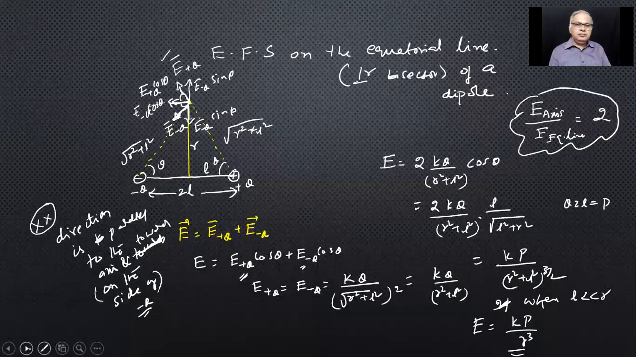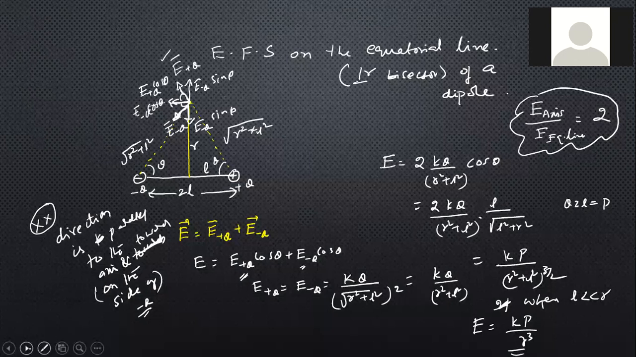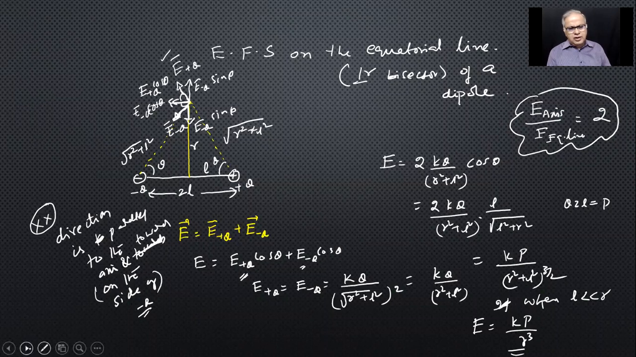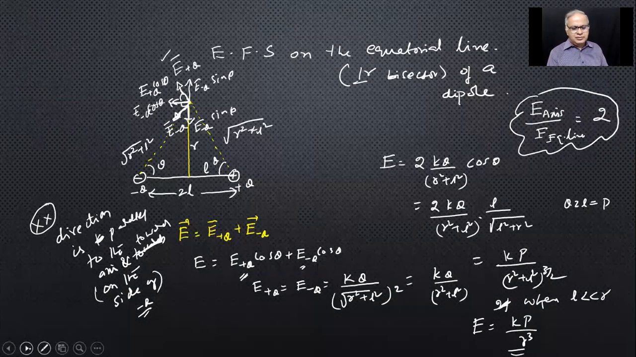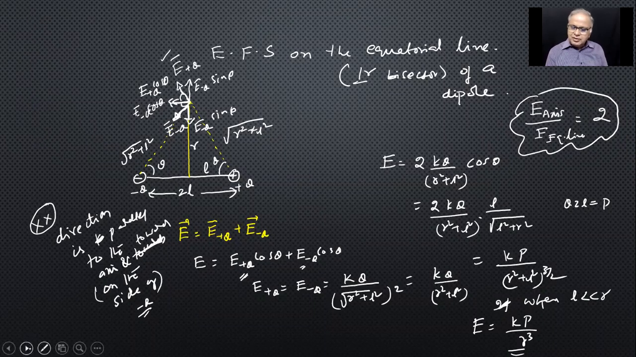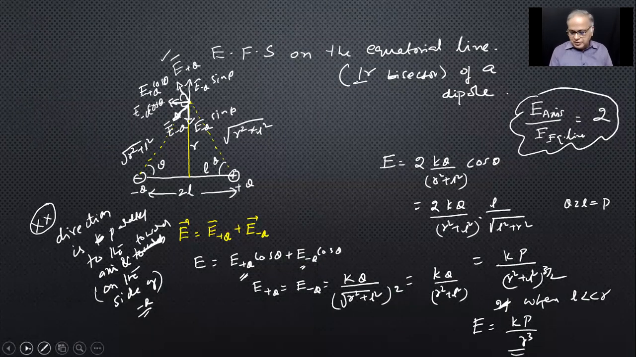Sir, but only for L less than R. Yeah, and I told you already, L less than R is very practical. I told you already, no? Dipoles are practically occurring at a molecular level, right? Yes. So for a molecule, the dipole length is very, very small as compared to the distance around the dipole where you would like to find the electric field. So it's very reasonable. It's more practical than the first formula.